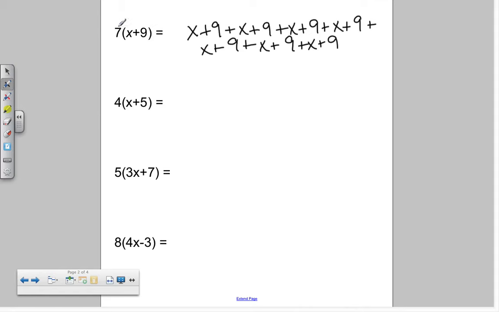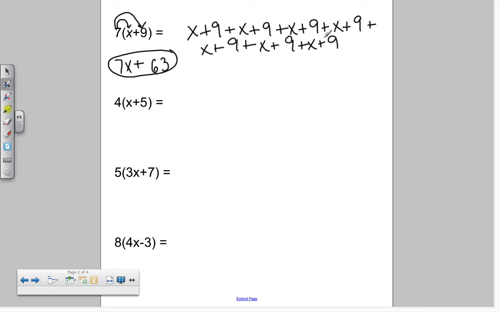So instead, let's use multiplication. That would mean I have 7 x's, or 7 times x, which is 7x, plus, I recopy my sign in the middle, 7 groups of 9, and 7 times 9 is 63.